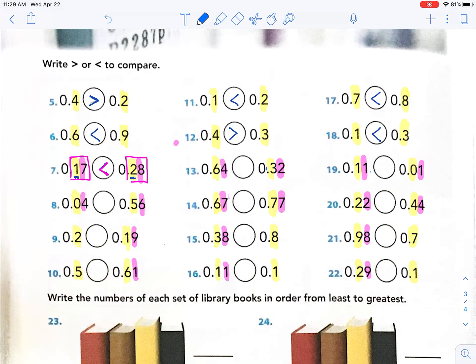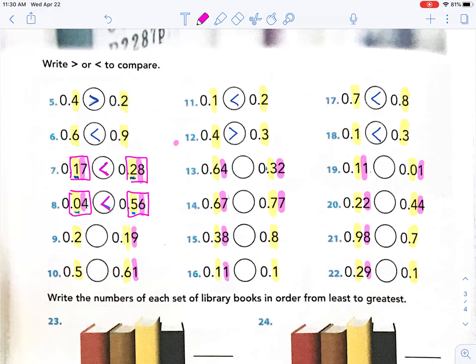Okay, number 8. What's more, 0 dimes or 5 dimes? 0 tenths or 5 tenths? 5 tenths, obviously. Both of these are also to the hundredths. I could look at these just like I was looking at my pocket full of money. What's more, 4 cents, 4 hundredths, or 56 hundredths? 56 hundredths. The answer will be the same.